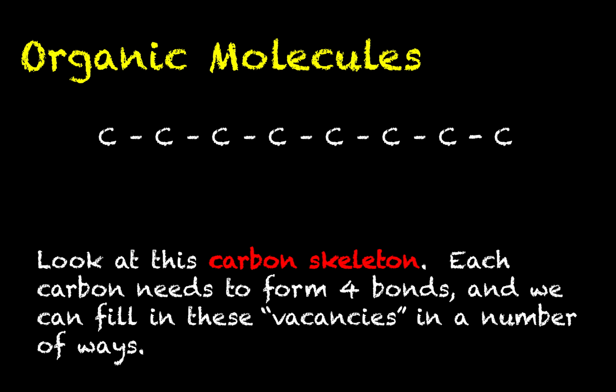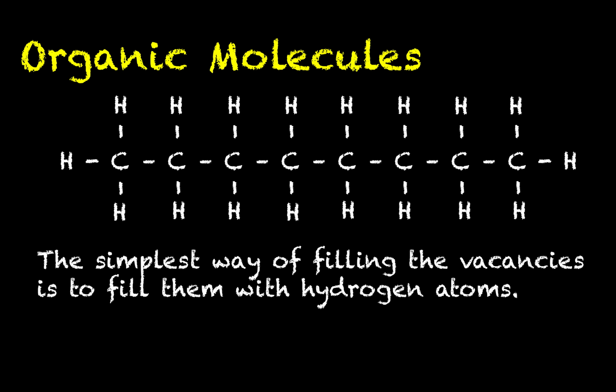We know that each carbon atom wants to form a total of 4 bonds, and for most of these carbon atoms, they're only currently forming 2 bonds, with the exceptions being these ones on the end, which are only forming 1 right now. So this is where we can get a little bit creative in terms of how we fill in these vacancies. How do we satisfy the bonding requirements of all the carbon atoms in this skeleton? Well, one of the simplest ways of doing this is just filling in all the vacancies with hydrogen atoms. And you can check each of the carbon atoms here to make sure that each one is participating in a total of 4 covalent bonds.